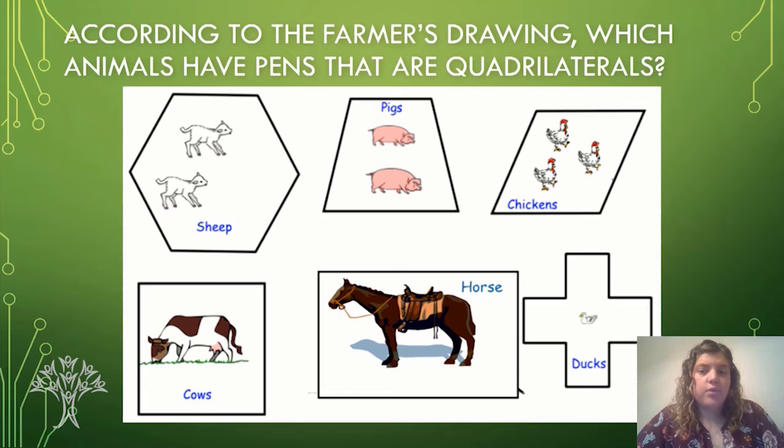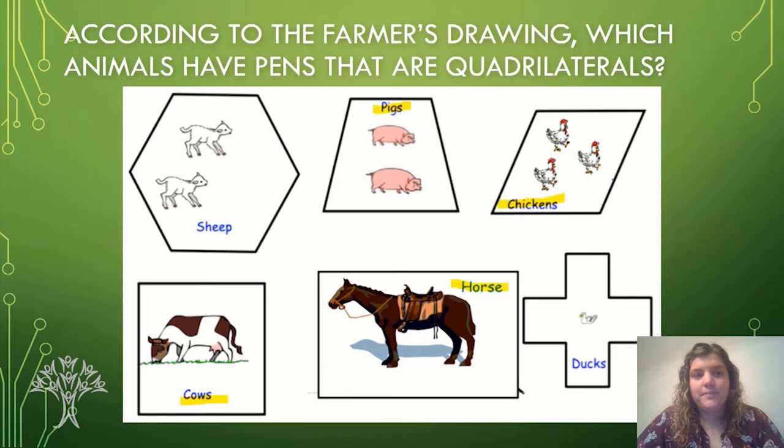If you came up with a quadrilateral as having 4 sides, you're correct. So which animals have quadrilateral pens? The pigs are quadrilateral pens, the chickens, the horses, and the cows. Those 4 shapes are all quadrilaterals. The sheep has 6 sides, so that is not a quadrilateral. And remember at the beginning we counted that duck pen, and that one has 12.